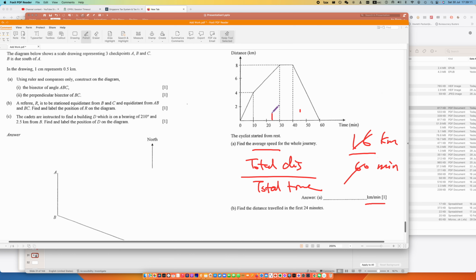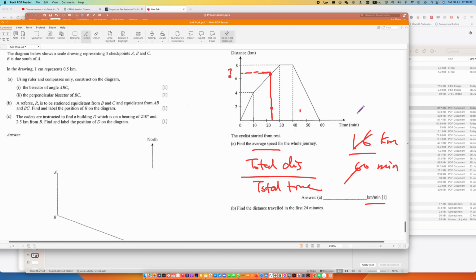(24) is somewhere here, right? So basically you need to find this point. What is this point? You cannot say, oh, 6.4 or 7. Yes, you need to be accurate about it. How?